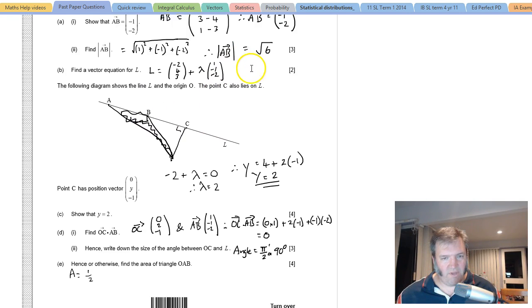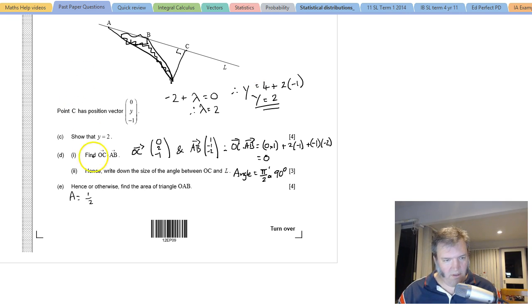What was the length of that? That was root 6. So we've got a half by root 6 multiplied by the height. So the height there is just the magnitude of OC. Well, we've got OC, it's 0, 2, and -1. And if you do a bit of Pythagoras there, 0 squared plus 2 squared plus -1 squared, that's going to be 5. So we must have root 5 there.